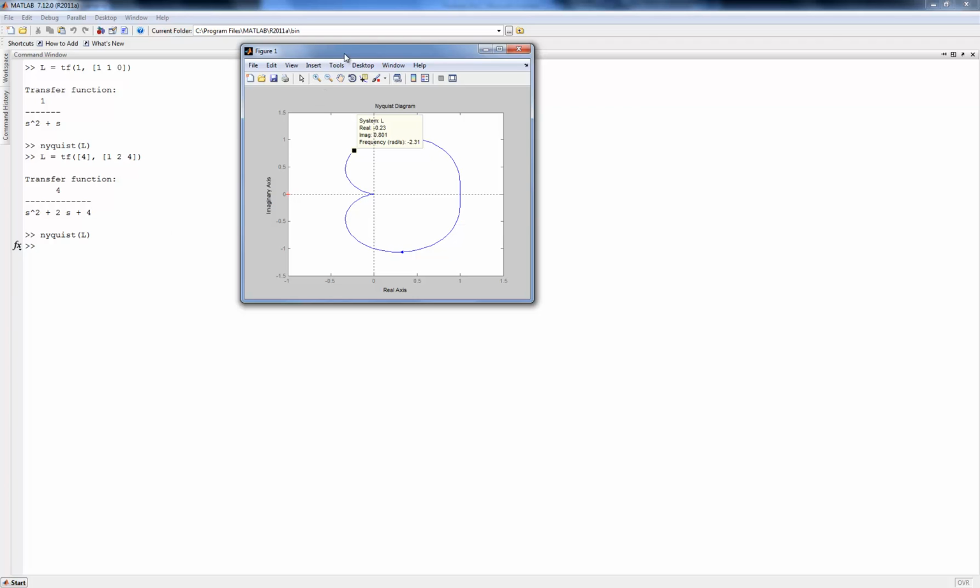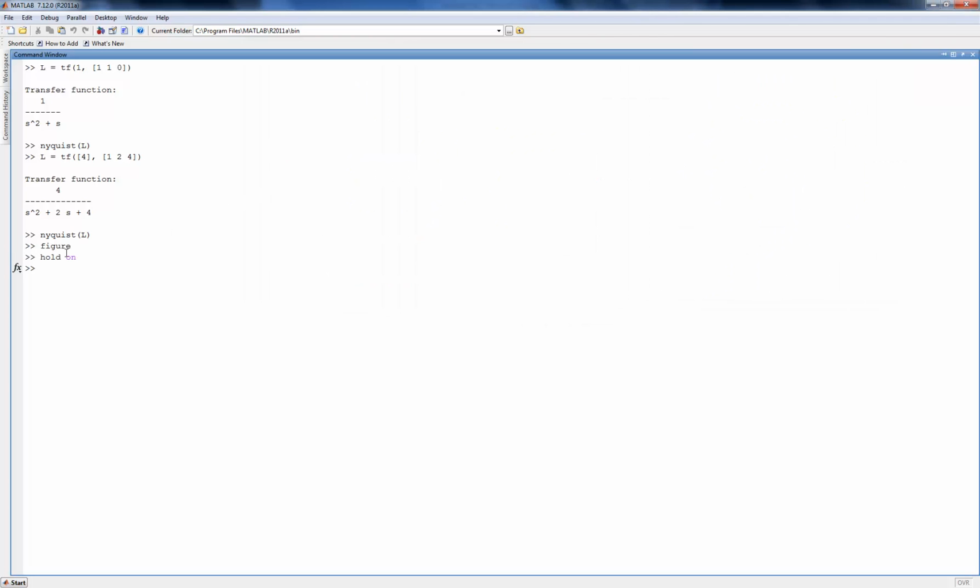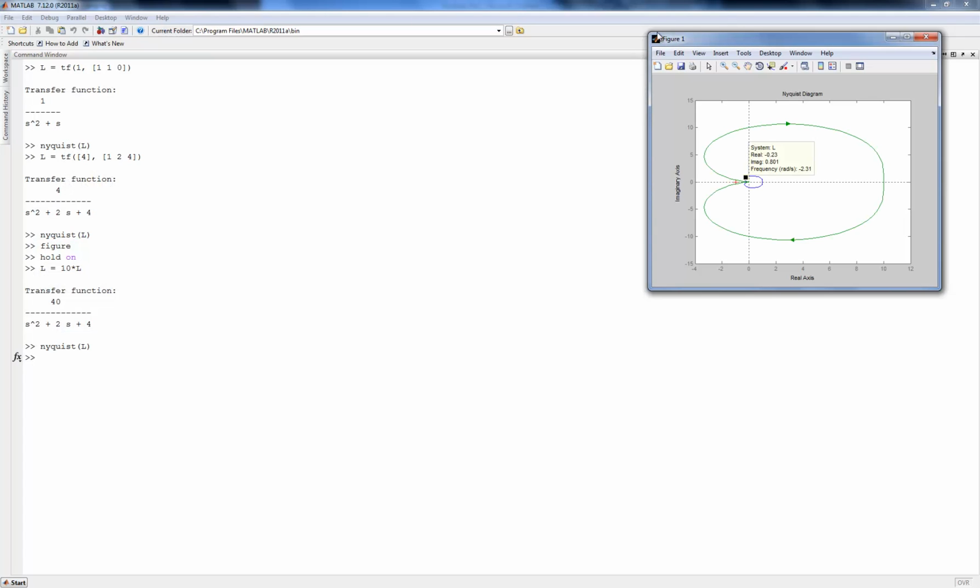If I go ahead and hold this over here, let's let L equal 5. Now let's go with 10 times L. And so we just added more gain to the system. And now I plot that Nyquist. Go back to the figure.